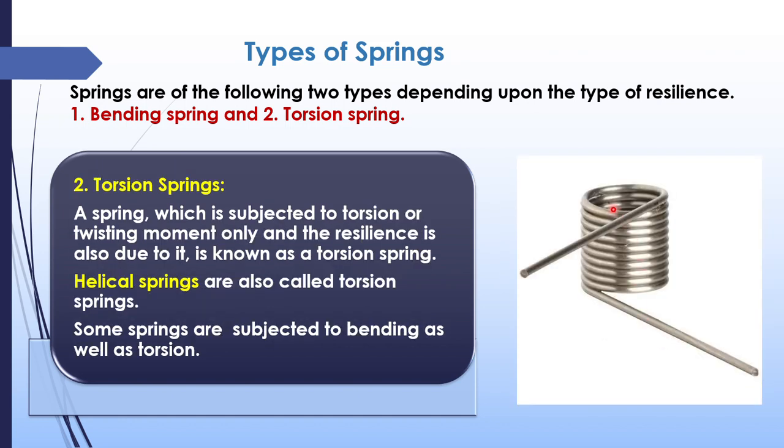Another type of spring is the one which you have commonly seen. These are known as torsion springs because it is in the shape of a circle and twisted into a number of coils. It is subjected to torsion or twisting moment only, and the resilience is also due to the torsion. It is otherwise known as a helical spring, since it is bent into a helical shape, and they are subjected to torsion as well as bending. They can bend as well as twist.